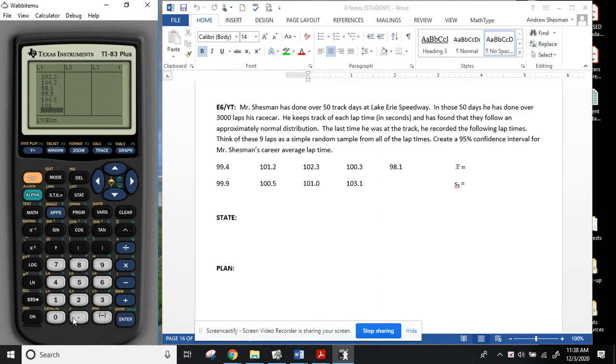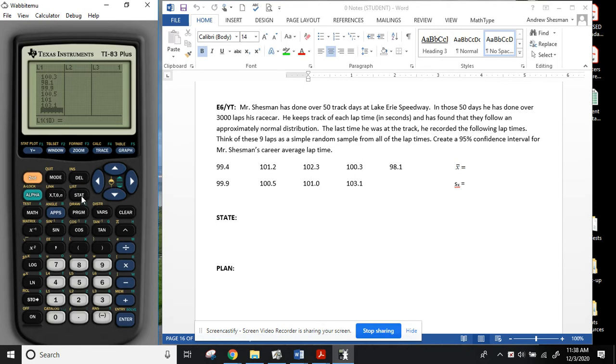And notice that 101.0, this gets truncated down to 101. And that last one was 103.1. So I do a quick scan to make sure that the numbers all look like they're pretty good. I feel confident with that. So how do I get the calculator to actually run the procedure for me?